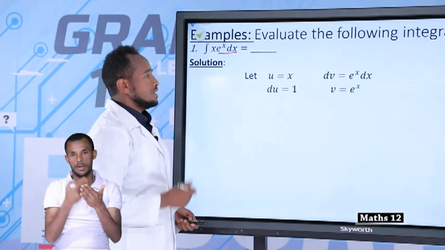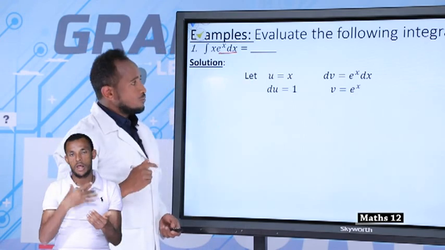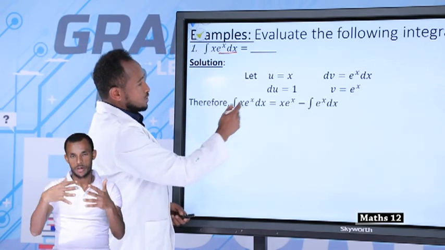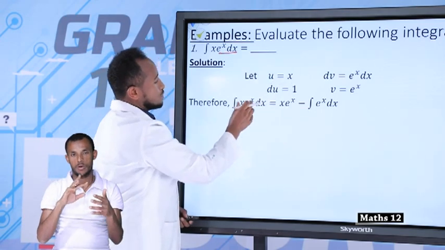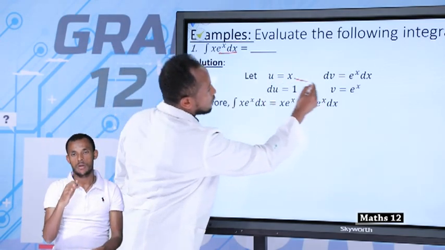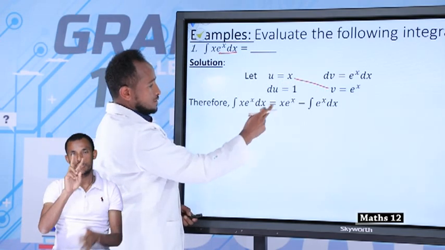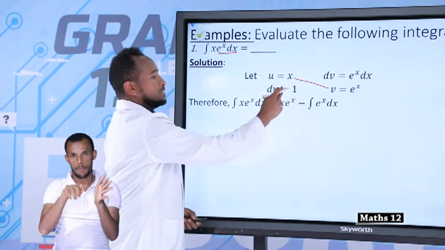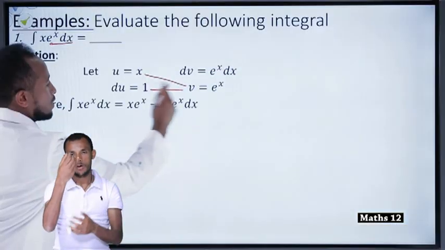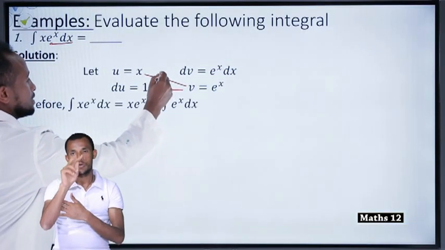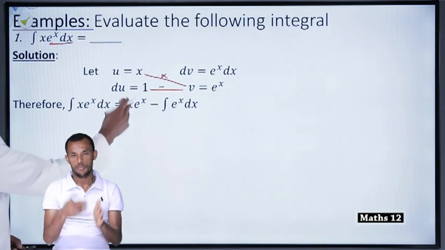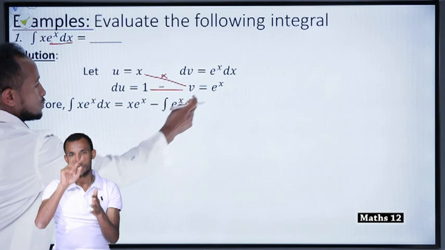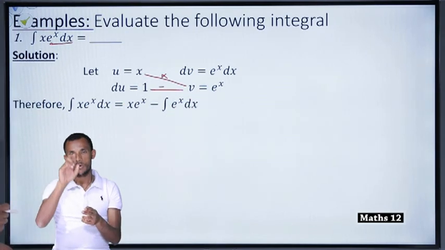After this, simply plug these values into the formula. The integration of this function, a product of these two, is x times e raised to x, minus the integral of the product of the two: 1 times e raised to x in the integral.